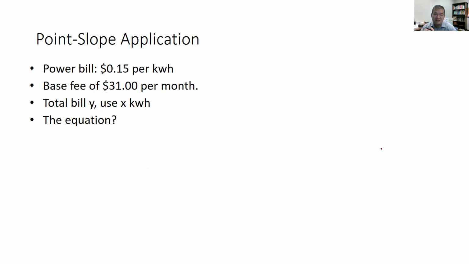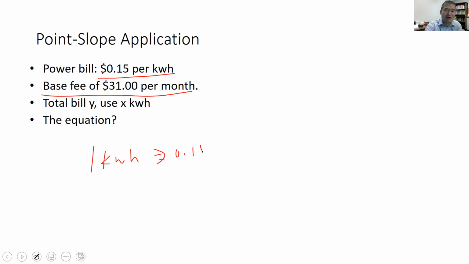Here's another example. You pay a power bill. So you use how much, then you pay how much, all right? The total bill consists of two parts. One part is the base fee. No matter how much you use, you pay $31 per month. The other part is by per kWh. If you use 1 kWh, you need to pay 0.15 times 1. If you use 100 kWh, then you need to pay 0.15 times 100.